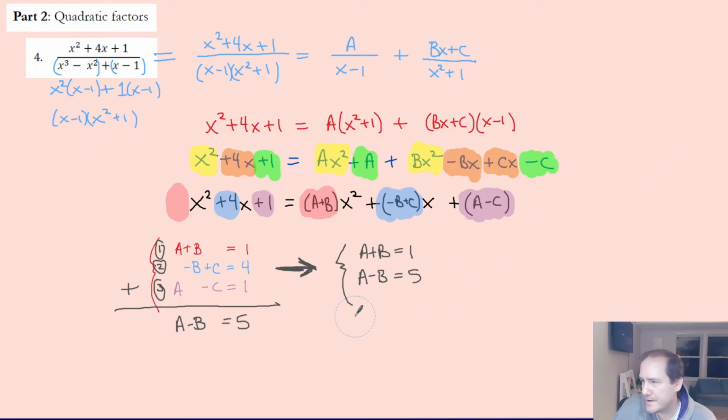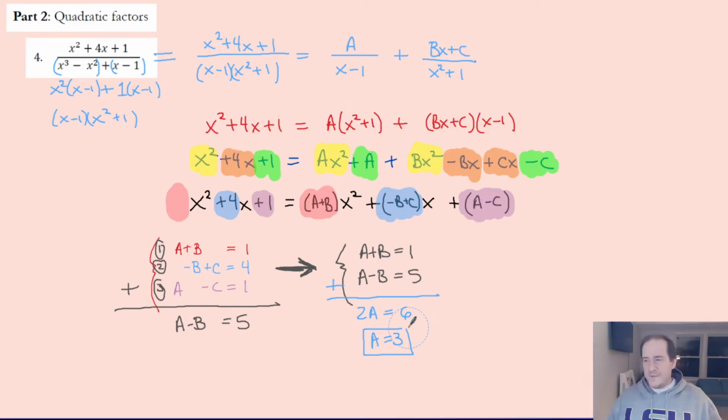And I'm hoping it sticks out like a sore thumb that if I just add these as is without doing anything else, the b's will cancel. And I'll get myself a 2a that equals 6, which means that a is 3. And then the rest from here should be cake, because once I have a, I can just plug that in pretty much anywhere. I'm going to use this equation. Plugging in a means I now have 3 plus b equals 1. So subtracting 3 tells me that b is negative 2.